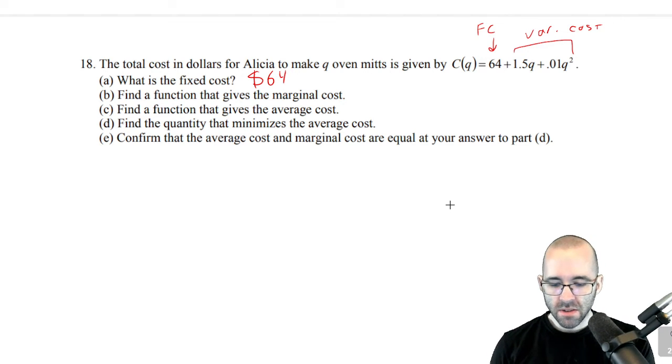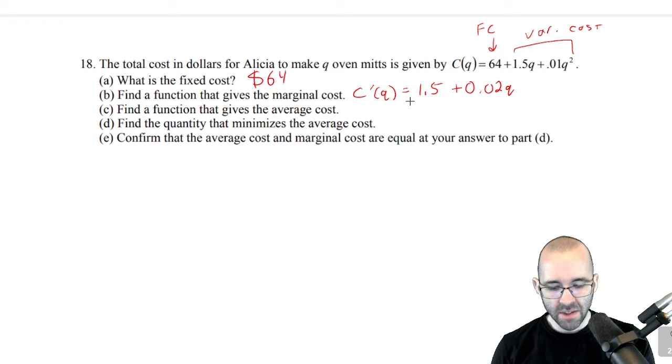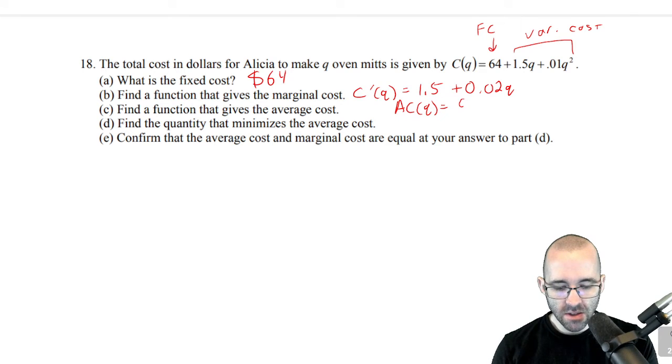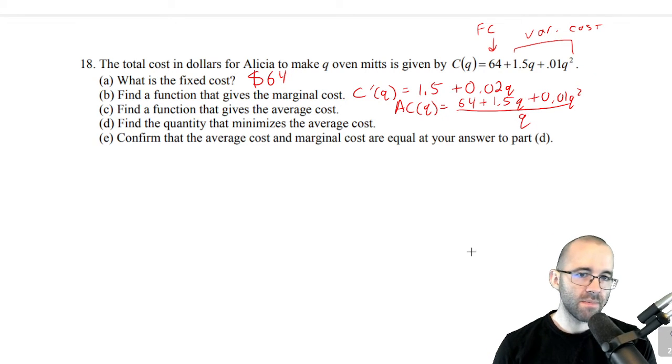The marginal cost, well, remember the marginal cost is just the derivative. That's just going to be 1.5 plus 0.02 Q. The average cost, again, we did something very similar earlier. Average cost is just going to be the total cost all over how many we're producing.